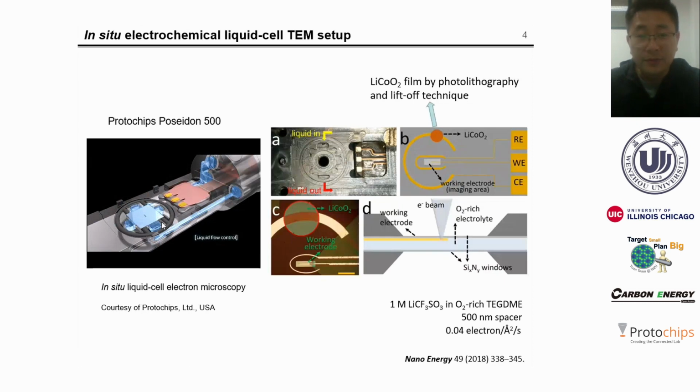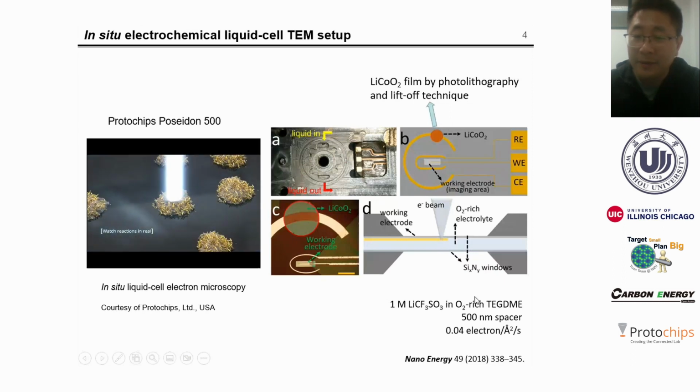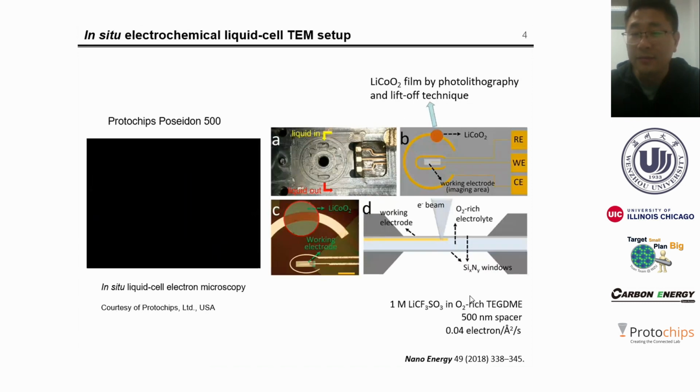During the discharge process, the lithium cobalt oxide provides lithium that diffuses into the working electrode area to react with oxygen. We introduce oxygen by flowing oxygen-rich electrolyte, which is TEGDME, and it carries enough oxygen to make sure the lithium ions can react with oxygen, mimicking the real lithium-oxygen reaction environment. We use a 500 nanometer spacer between the two silicon chips, and we also carefully control the electron dose rate to make sure the electrons have a minimal effect on the reactions.